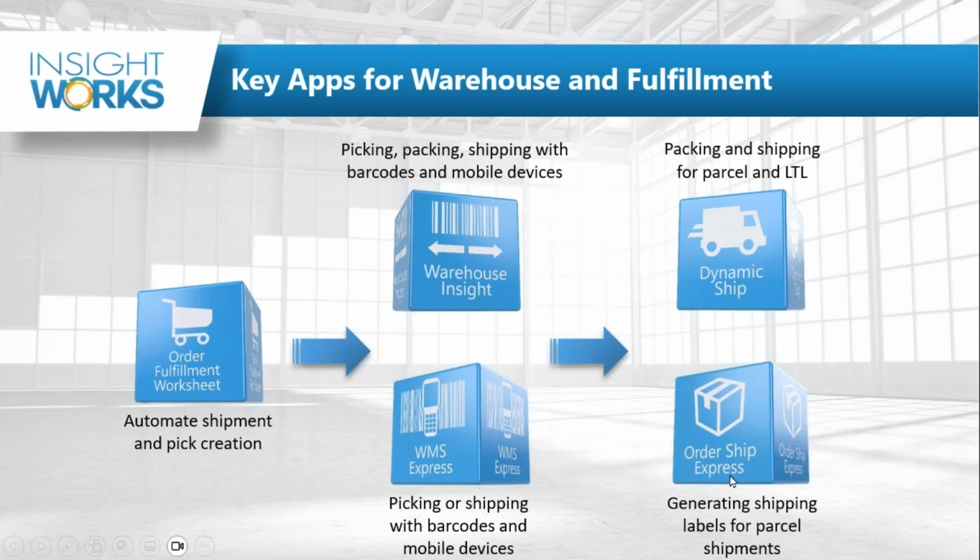Or you can just go to Order Ship Express, click a couple buttons, and you've got your shipping labels. So depending on how you want to work, either of these two may fulfill your needs.